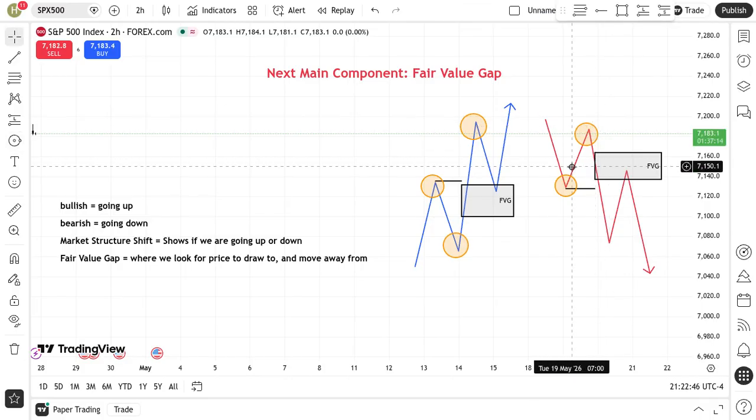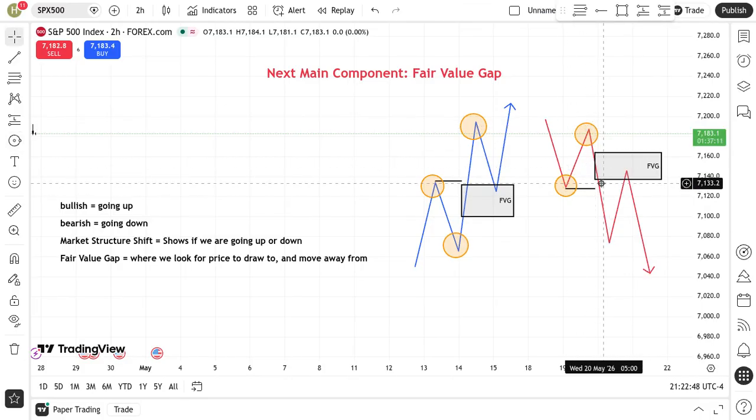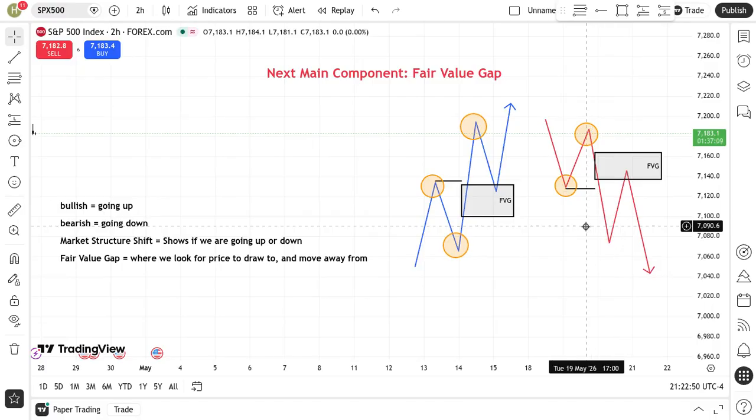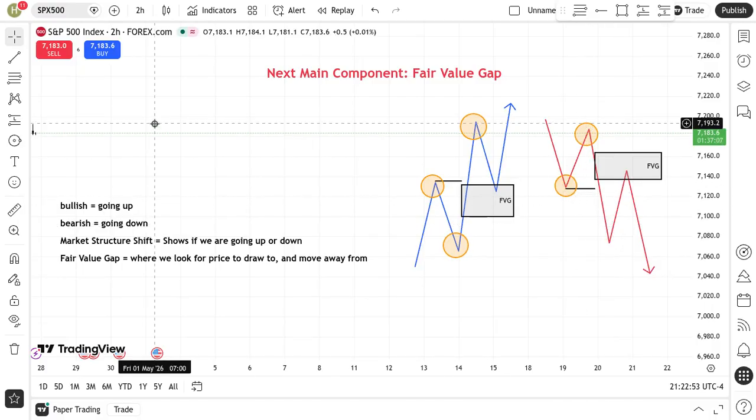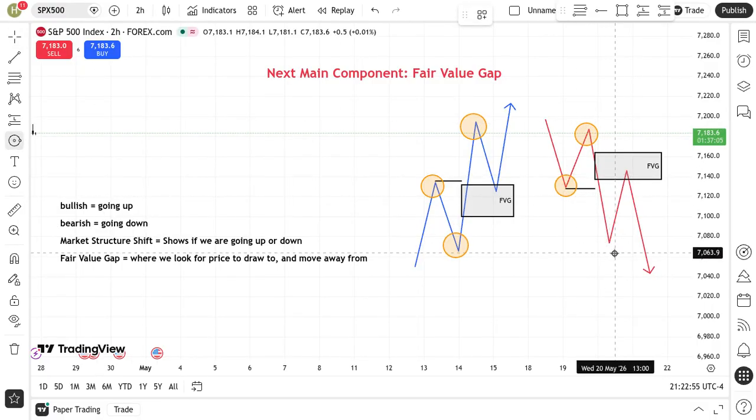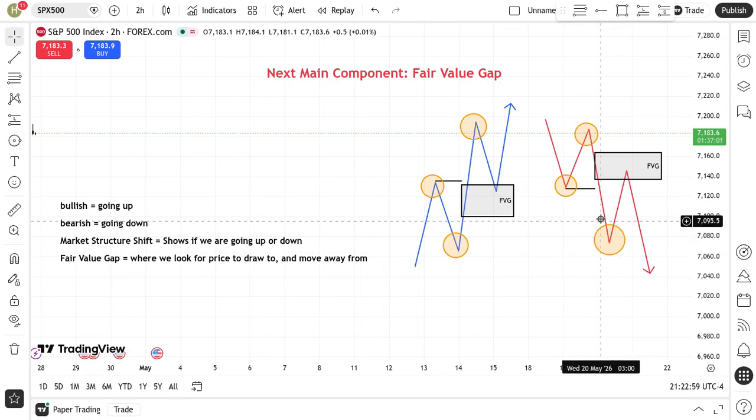Now this high breaks this low, so we are now bearish, meaning we are going down, and we also have a bearish market structure shift. Then we have a low created here. What do we look for?